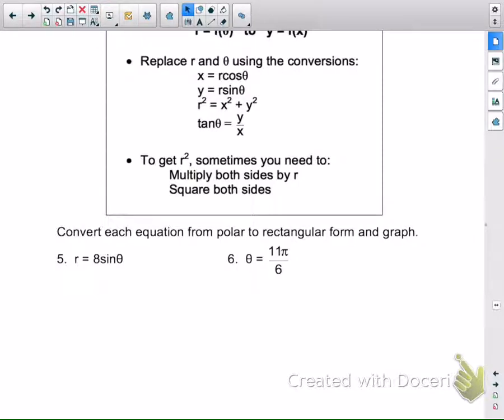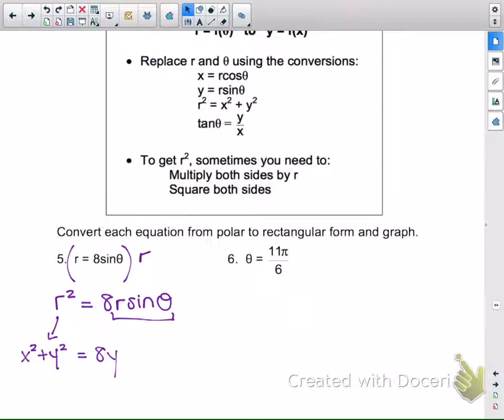So here's what some things you can do with these to make it work. I need an r squared on the left, and I need another r on the right, right? What could I do to this equation? Multiply everything by r. That makes r squared on the left, 8r sine on the right. Now tell me what I can replace. R squared is the same as x squared plus y squared. R sine theta on the right is the same as y. Okay.